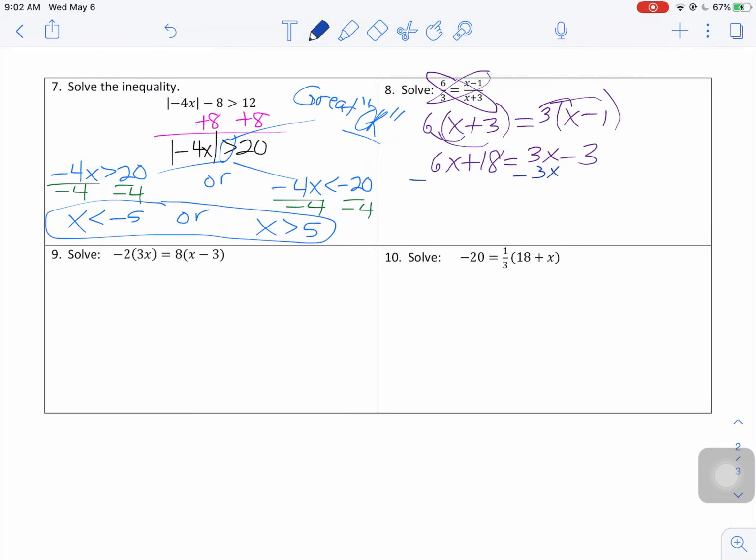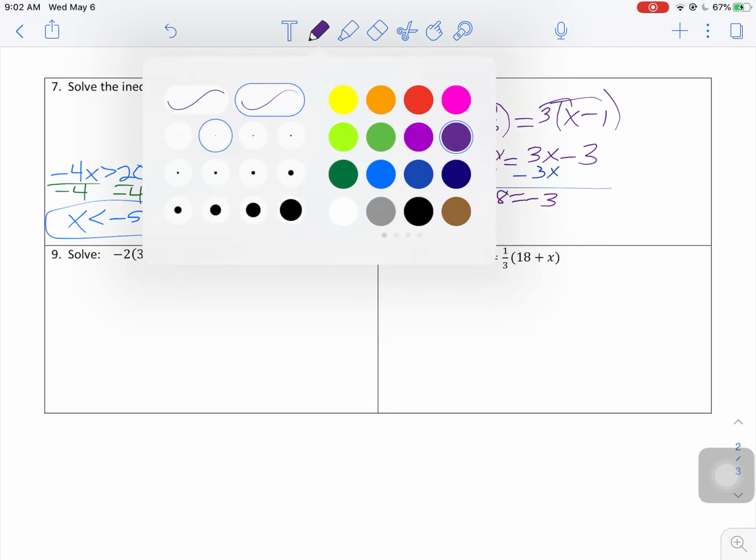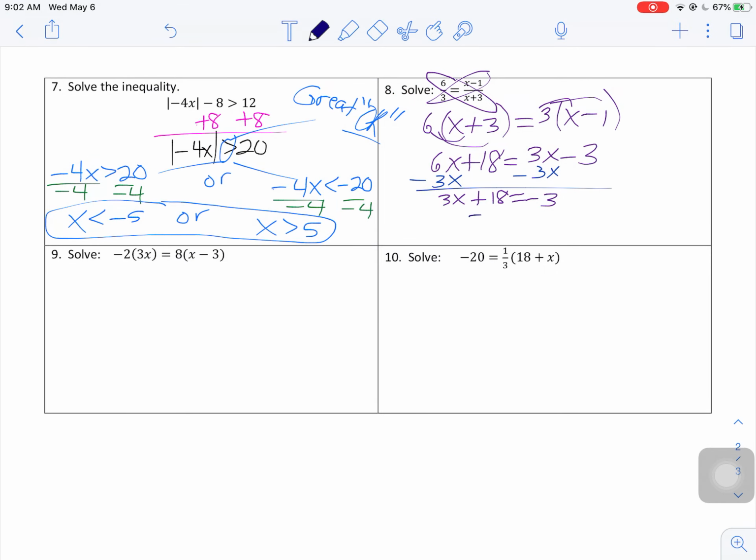So I'm going to get all my x's on one side by subtracting 3x from both sides of the equation. And then I'm going to get rid of that positive 18 by subtracting 18. So 3x equals, what is that, negative 21? And then divide by 3. And we get x equals negative 7.